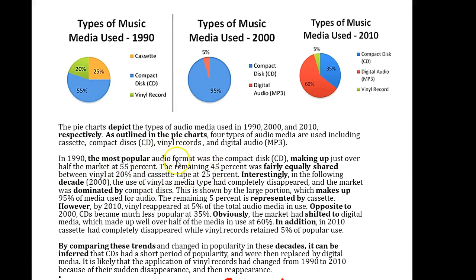Now the remaining, what's left, how much? 35%. 25 plus 20. 25% was fairly equally shared between vinyl at 20% and cassette tape at 25%. Because if you combine those two, we have 45. That's why it's not 50, so we say fairly equally shared.